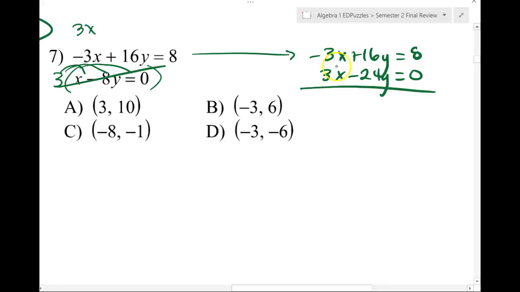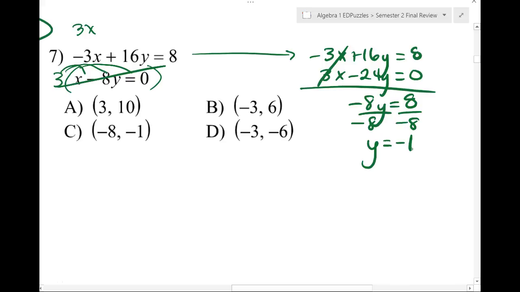Now we have opposites. Negative 3x and positive 3x goes away. Positive 16y plus negative 24y is the same thing as 16 minus 24, negative 8y. And then 8 plus 0 is 8. Divide both sides by negative 8. Make sure you divide by whatever number is next to the variable. So not just positive 8, but negative 8. And negative 8 divided into 8 is negative 1.